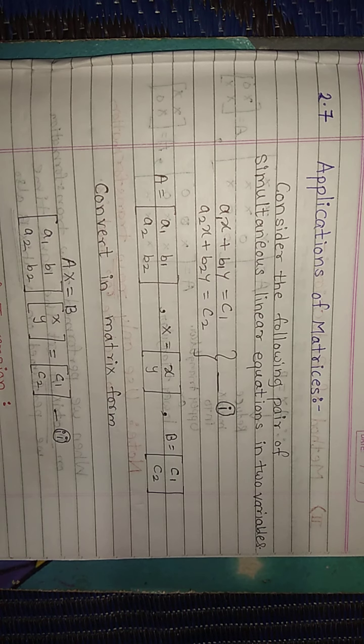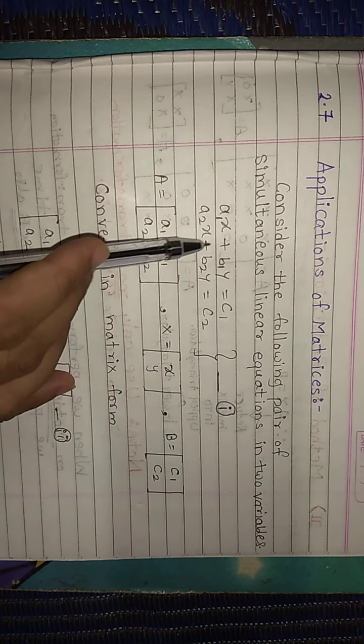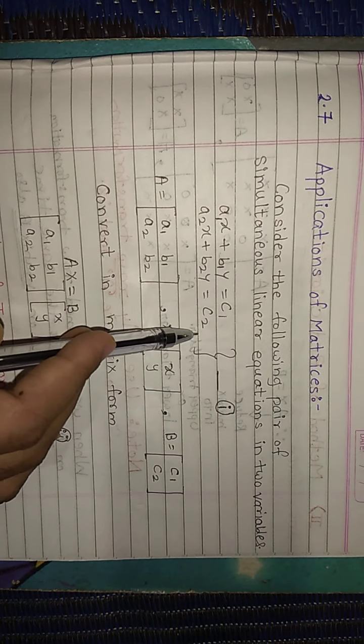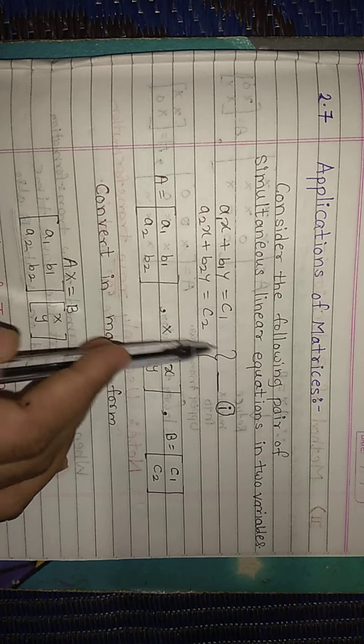Hello students, today we start point 2.7, application of a matrix. Consider the following pair of simultaneous linear equations in two variables. We know that a linear equation in two variables is in the form ax plus by is equal to c. So consider here two equations, a1x plus b1y is equal to c1 and a2x plus b2y is equal to c2. These are simultaneous equations.